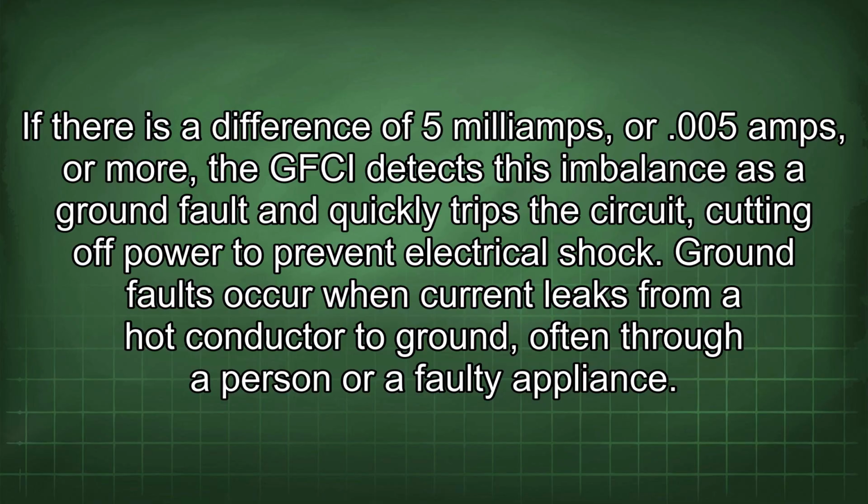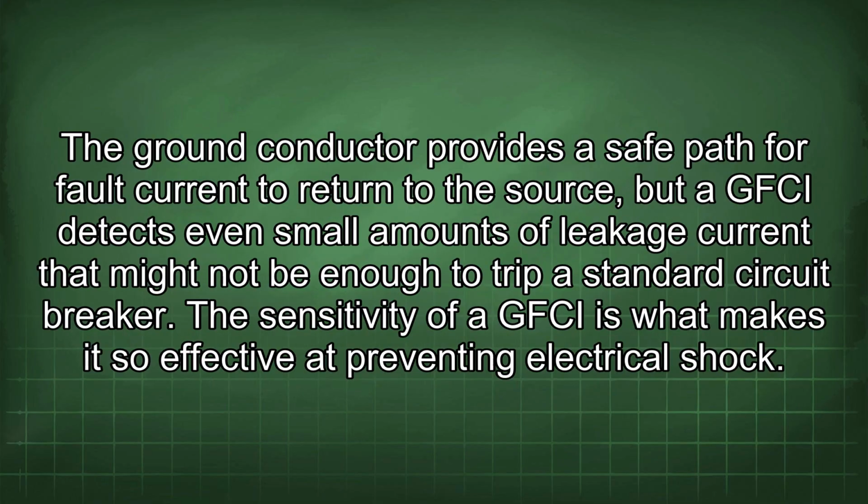Ground faults occur when current leaks from a hot conductor to ground, often through a person or a faulty appliance. The ground conductor provides a safe path for fault current to return to the source, but a GFCI detects even small amounts of leakage current that might not be enough to trip a standard circuit breaker. The sensitivity of a GFCI is what makes it so effective at preventing electrical shock.